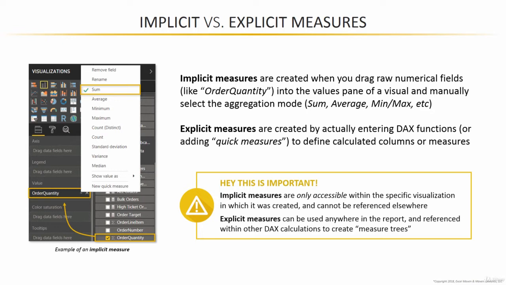But what's great about explicit measures is that they can be used anywhere in the report once you create them, and referenced within other DAX calculations to create more complex formulas or something that we call measure trees. So for instance, if we wanted to take the sum of order quantity and then nest that within another function, like total orders minus total returns to come up with net orders or something similar, we would have to create an explicit measure in order to access those component values. So let's jump into Power BI and I'll show you what I mean.